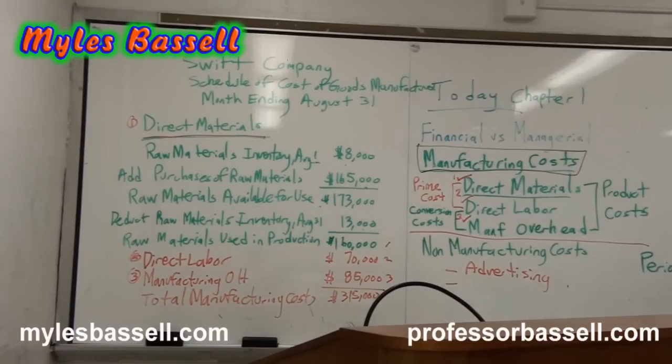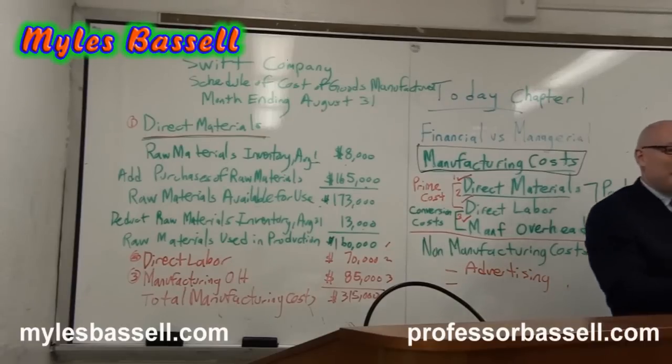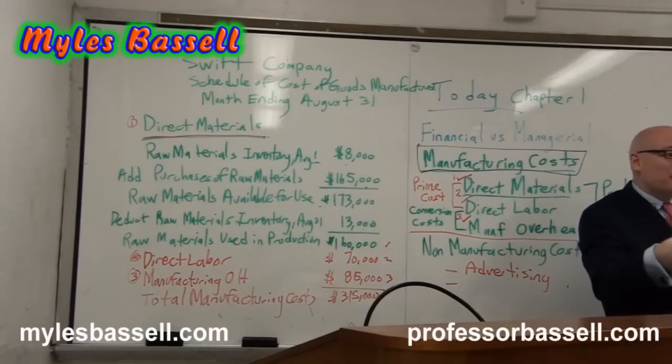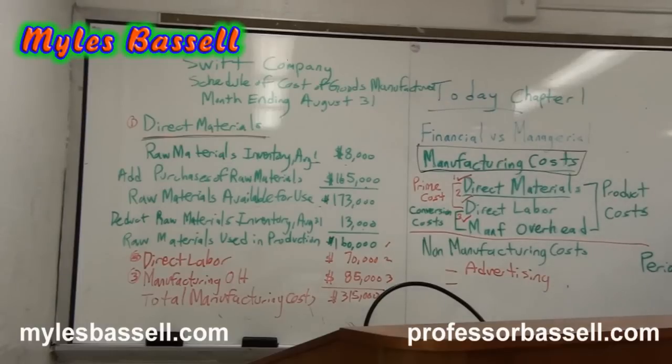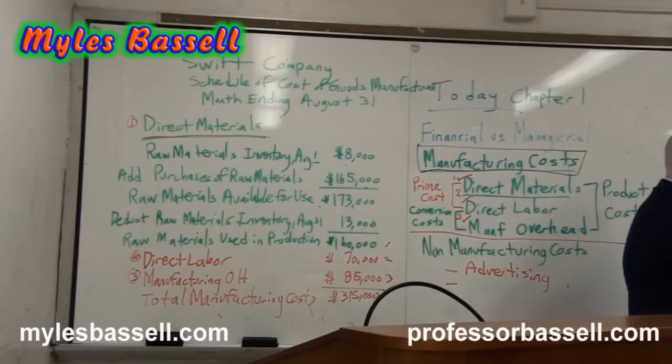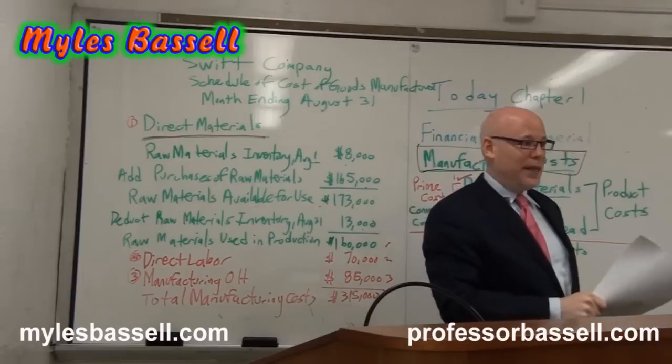So from that, we deduct, well, how much partially completed products did we then have at the end of the month? Which in this case is $21,000. And that means the cost of goods manufactured in this case is $310,000.